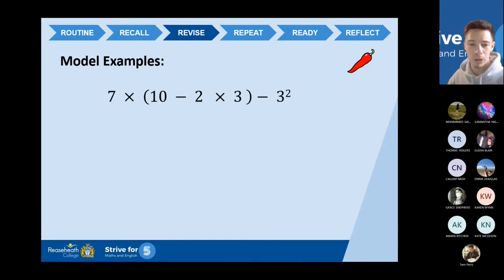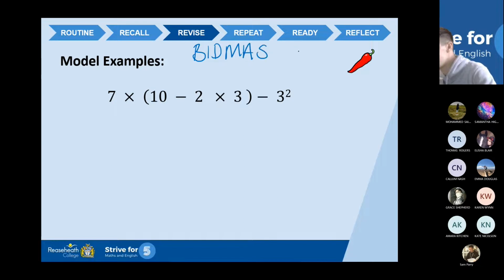Now look at this bad boy. Let's take our time. Focus on the important stuff. So straight away, BIDMAS. What's staring at me? A pair of brackets. Now this is important actually.